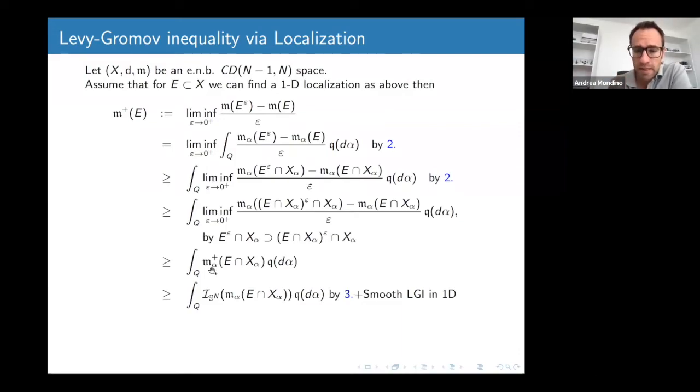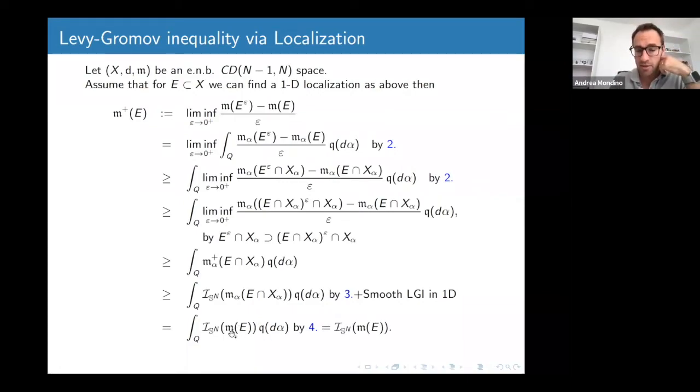Okay, but now a key point is that this measure M alpha satisfies the CD(n minus one, n) condition. So now we are on a segment with a weight. We can easily have the one-dimensional Lévy-Gromov inequality for weighted measures, and so we can lower bound this one-dimensional perimeter with the isoperimetric profile of the sphere evaluated at the measure of this intersection of E with X alpha. Now we remember that all the measures of the intersection of E with the ray have the same volume, which is the volume of the original set E.